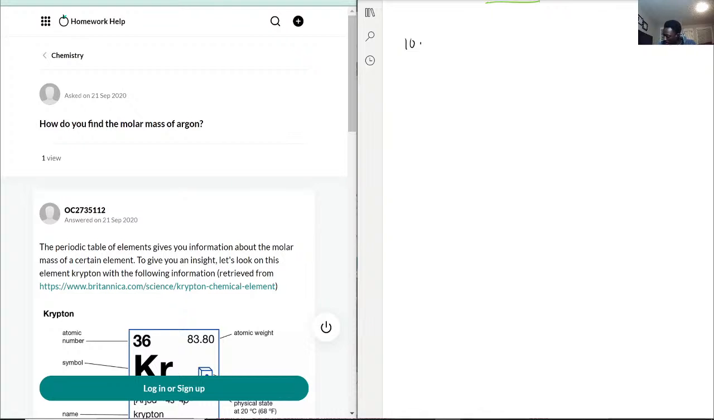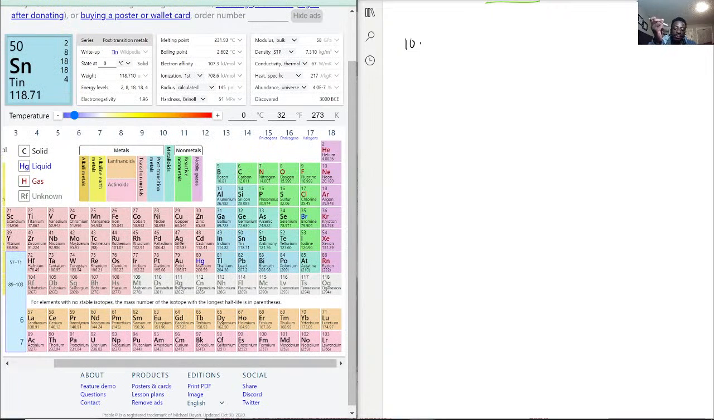So, how do you find the molar mass of argon? Let's refer to our periodic table. Okay, we see argon as element 18. Actually, let me write down the molar mass of argon. So we first need to locate the element.